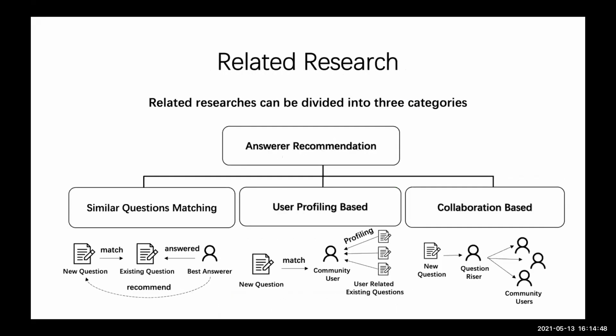There are many related researches dedicated to solving this problem, and they can be roughly divided into 3 categories. First one is the similar question matching-based approaches. They find the existing questions in the community which are similar to a new one, and they recommend the answer of the existing question to the new question. The second one is the user profiling-based approaches. They abstract user features from the history documents of users and use them to match with a new question feature. And many other works find that collaboration information of community users is helpful for best answers recommendation.